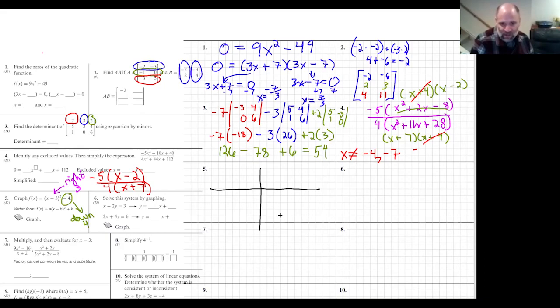So this is where our vertex is going to be. And then we're just going to draw just a rough parabola. It doesn't have to be pretty. I just want to see that your vertex is in the right place. Okay. All right. So vertex form. Why does it tell us the vertex form? Okay. I guess that's fine. So does that make sense? Does that feel all right?